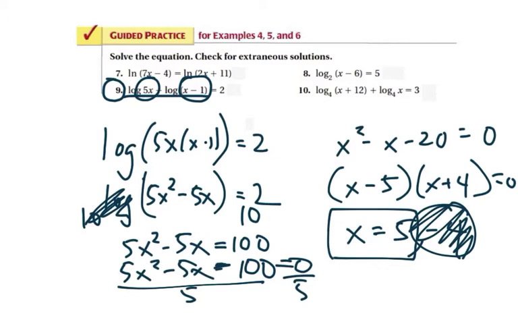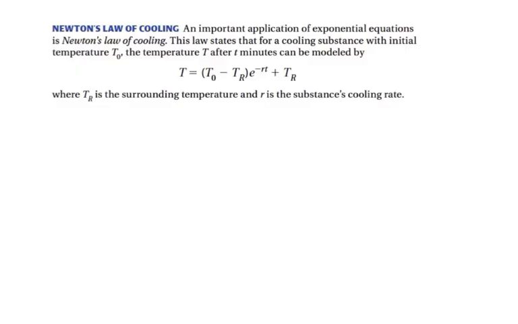In this section, there's a fun application of the exponential decay formula called Newton's law of cooling. That states for a cooling substance with initial temperature T0, the temperature T after t minutes could be modeled by this formula. This is how the CSI, when they find a dead body, can measure the body temperature of the person and also the room temperature to do a calculation of how long that body has been dead.